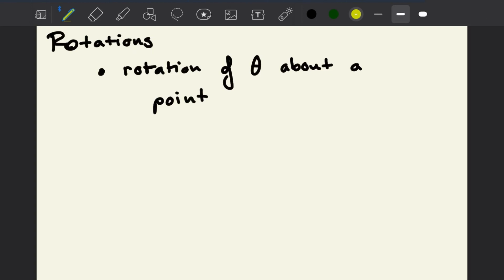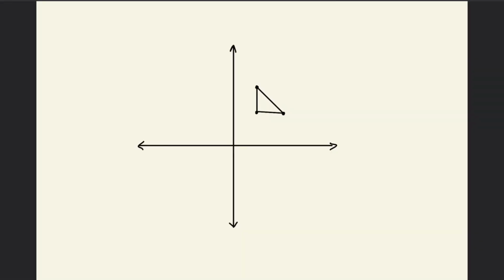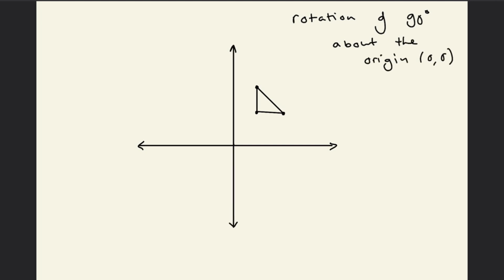And I'm going to show you an example to show what it is. So we want to rotate this by 90 degrees. So we want a rotation of 90 degrees, and just to make this simple, I'm going to say about the origin. So about 0, 0, right here.